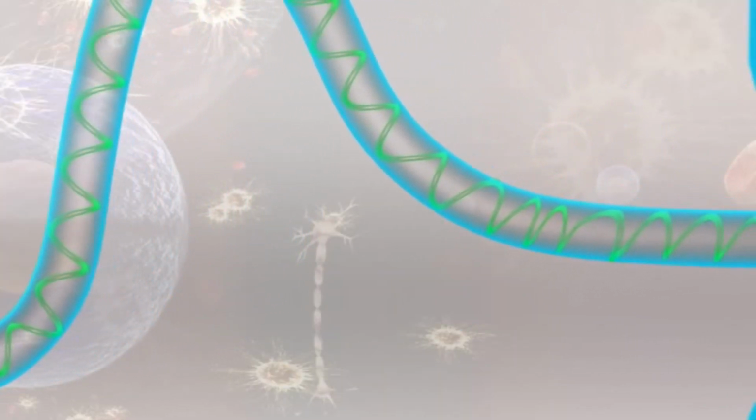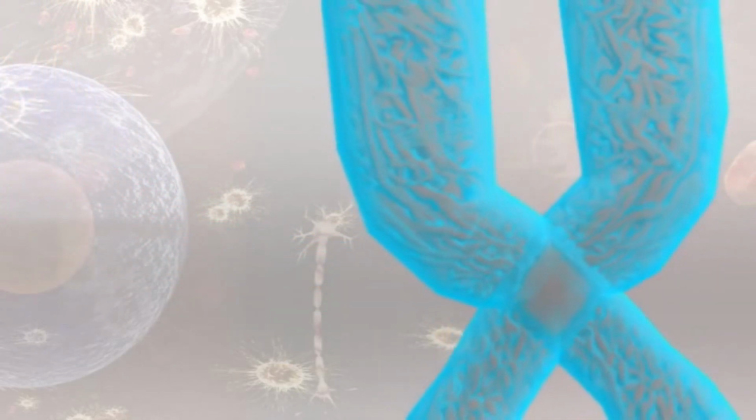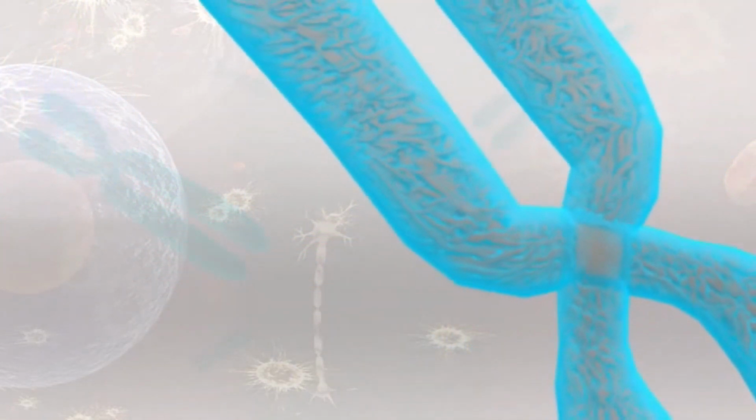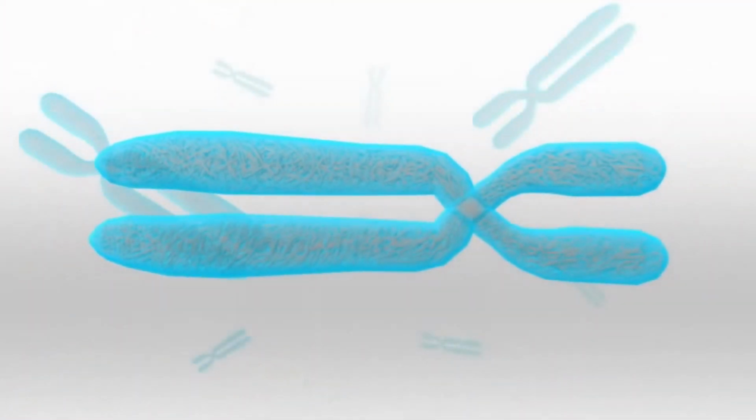The chromatin fiber further condenses to form the metaphase chromosome. This high level of packaging requires some non-histone chromatin proteins.